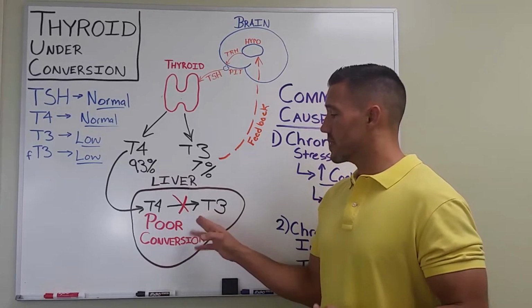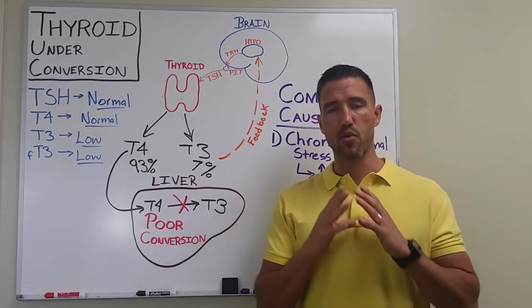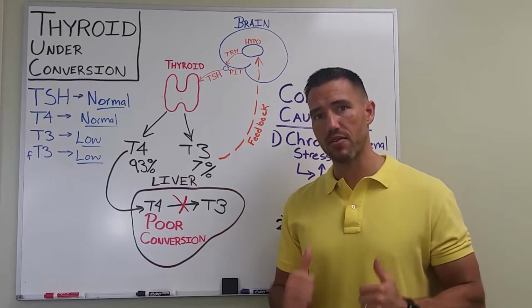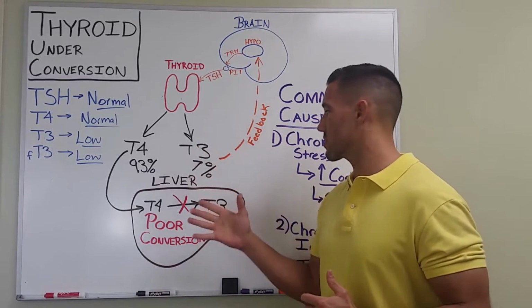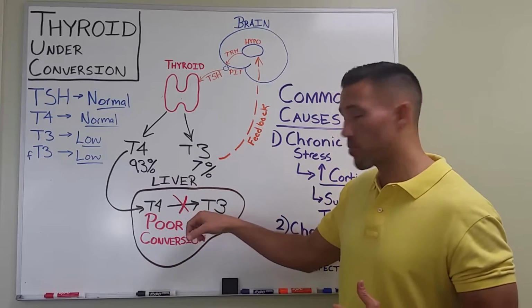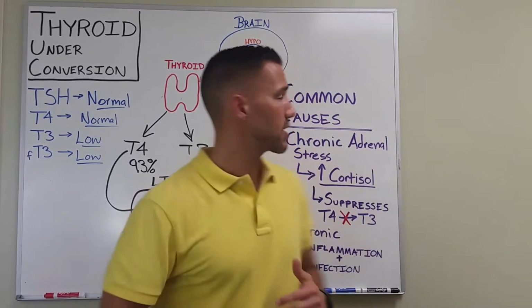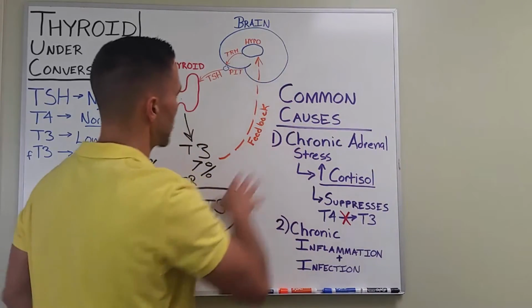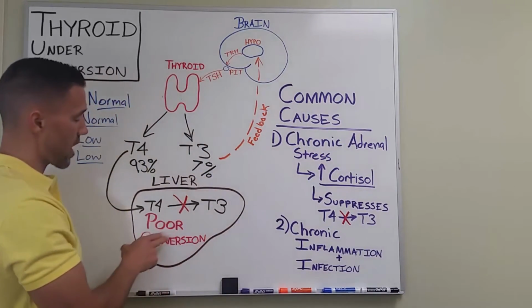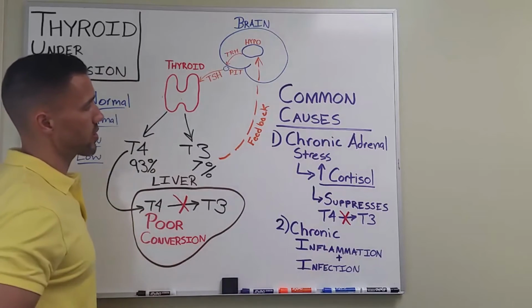So the poor conversion process needs to be considered. Why is it occurring? So let's talk about that, right? Because all these things are going on. So let's talk about the things that drive this poor conversion process. All right. So let's look here. These are some of the common causes that we'll see drive poor thyroid conversion, T4 to T3.